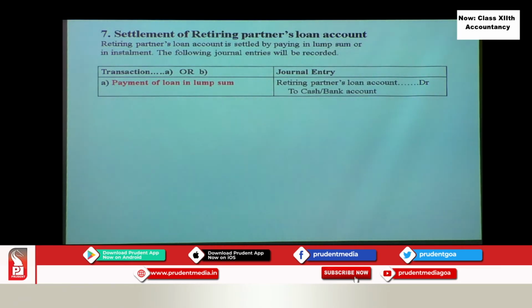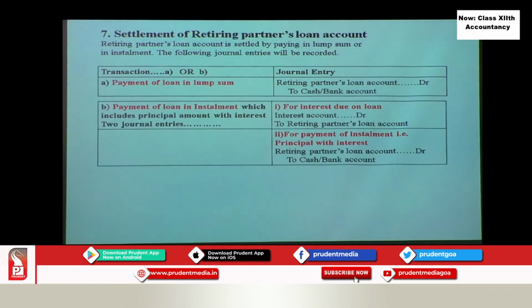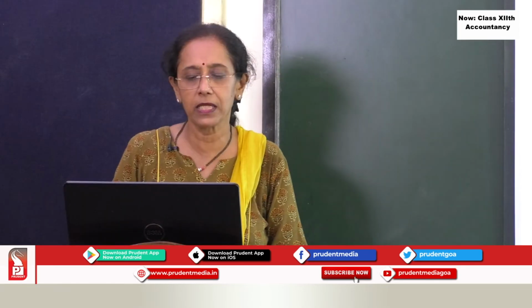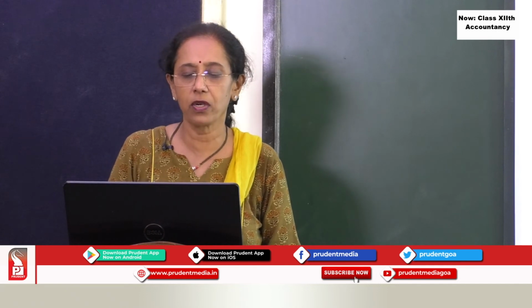But if it is paid in installments, then we have to take into consideration the interest due for the period the amount is actually remaining as loan, meaning pending. For that particular period we have to calculate the interest, and if that interest rate is given to you, then that percentage will apply depending on the agreement of the partners. Here the first journal entry is shown when payment is made in lump sum: partner's loan account debit to cash or bank account.